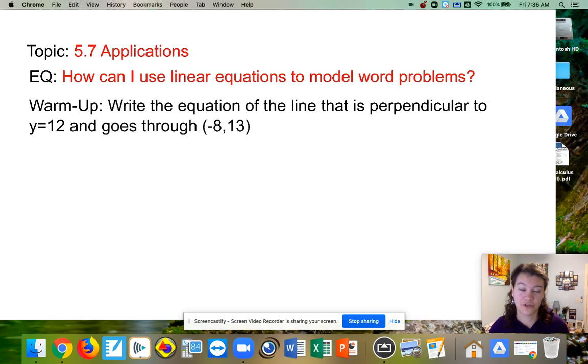All right, so today we're going to do the last section of chapter 5. So start with this warm up and then we'll talk about it.